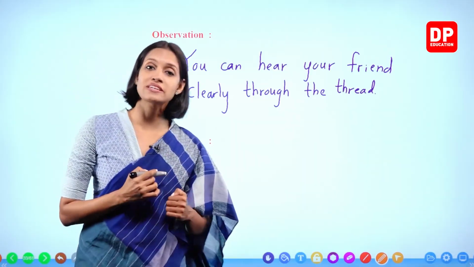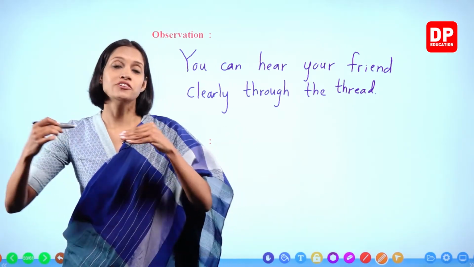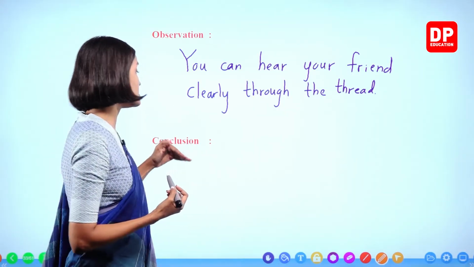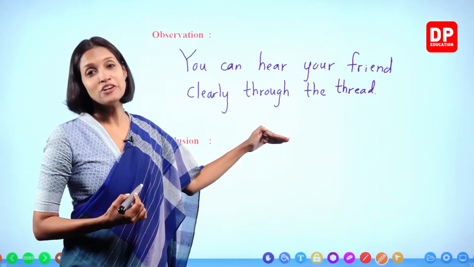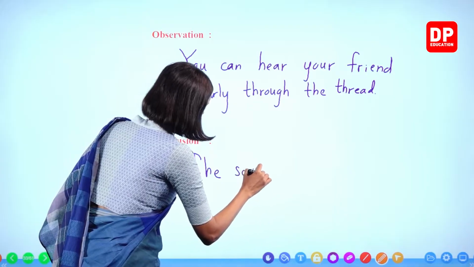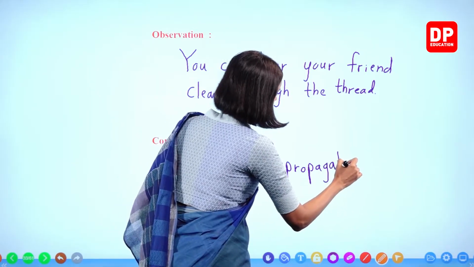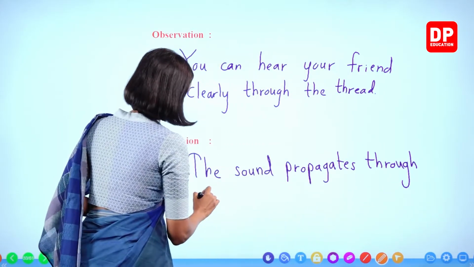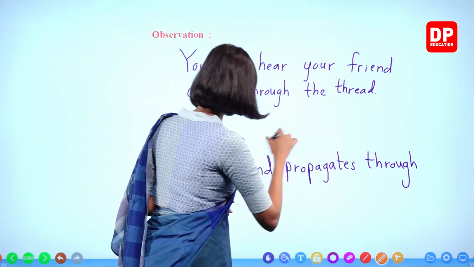What is the conclusion? Why does this happen? Because sound travels through the thread, right? The sound travels through the thread. Now, thread is a solid medium. Therefore, the conclusion is sound travels through solids. Sound propagates through solids. Okay, children, let's write. The sound propagates through solids. The sound propagates through solids.